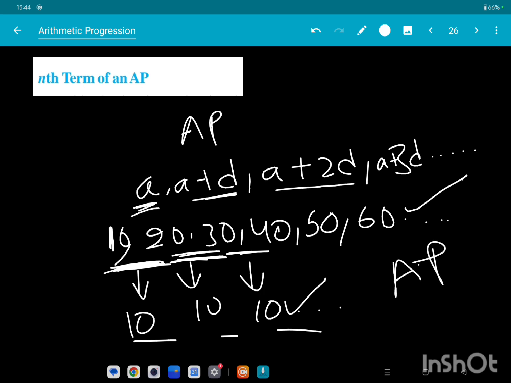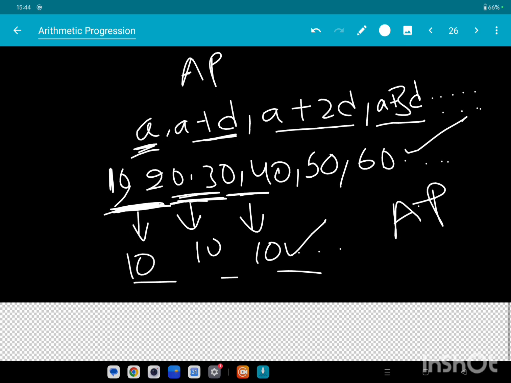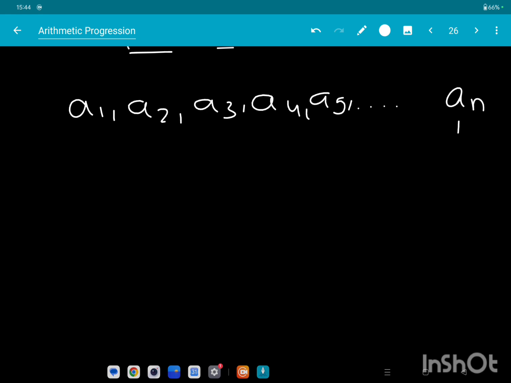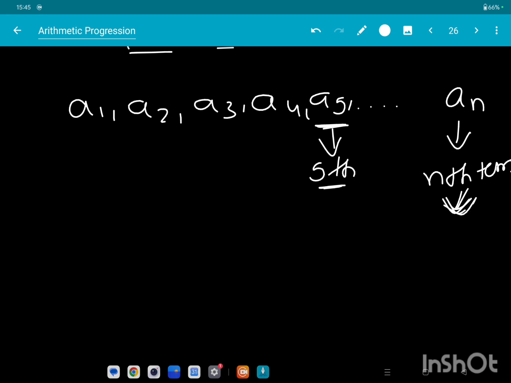And a, a plus d, a plus 2d, a plus 3d and so on is the general form of an AP. Now we need to know what is the nth term of an AP. Let's say for example, here we have terms a1, a2, a3, a4, a5 and so on, till an. So this is the nth term. It can be the last term, or if you want to know the fifth term, this is the fifth term. So how can we find this fifth term? In the same way, how can we find the nth term? I will tell you how we can find the nth term in an AP.